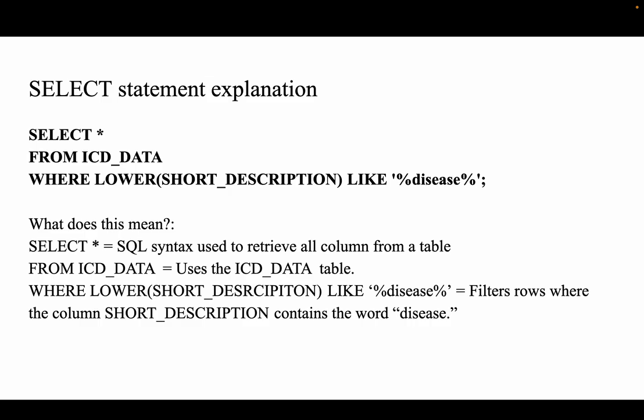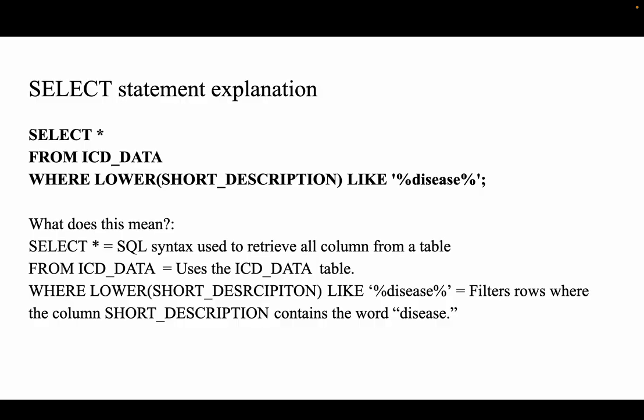So in the first row, we have just select, and that basically tells the database to retrieve all columns from the table. Once we put from ICD data, that basically specifies that we are getting data from the ICD data table, and this table contains all of the medical condition codes as well as the descriptions.